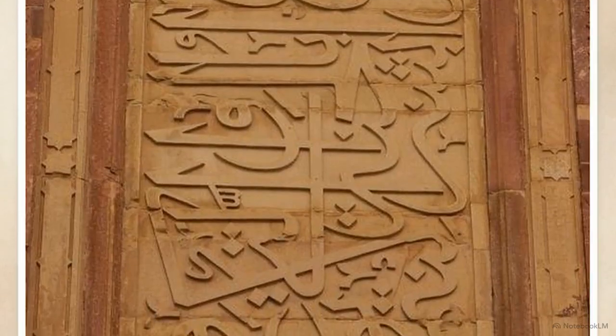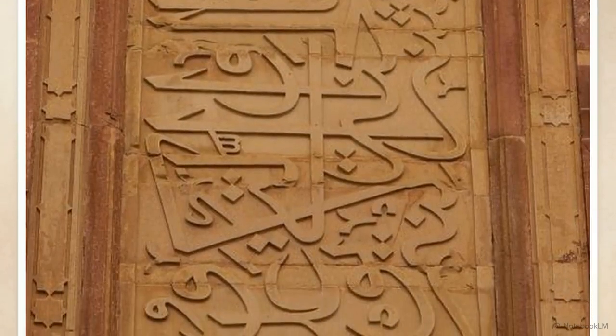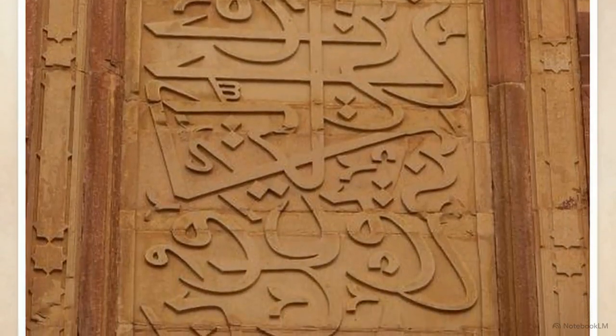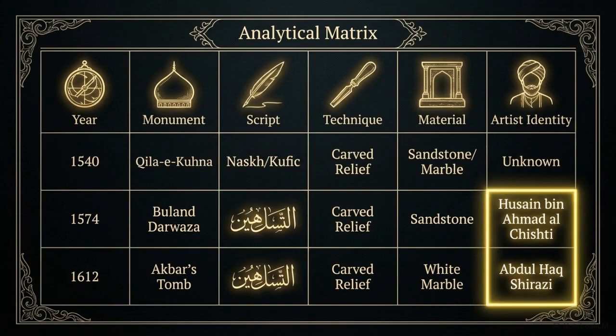Here's that script in practice. Complex, vertically stacked Thuluth carved into light brown sandstone. Logging this data, we see the shift to the Thuluth style at the Buland Darwaza and Akbar's tomb. In the rightmost column, the status of the artisan changes. They are no longer anonymous. Imperial calligraphers were now signing their names onto the architectural facades. Typography successfully adapted to 3-dimensional geometry, moving the calligrapher into a position of prominent artistic agency.